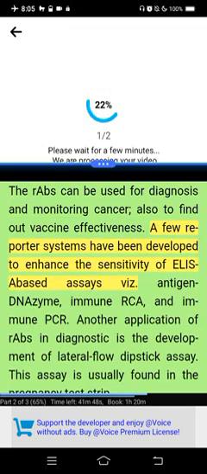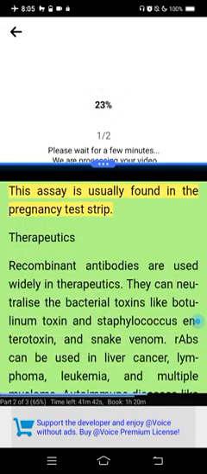A few reporter systems have been developed to enhance the sensitivity of ELISA-based assays, viz. antigen DNAzyme, immuno-RCA, and immuno-PCR. Another application of RABs in diagnostics is the development of lateral flow dipstick assay. This assay is usually found in the pregnancy test strip.